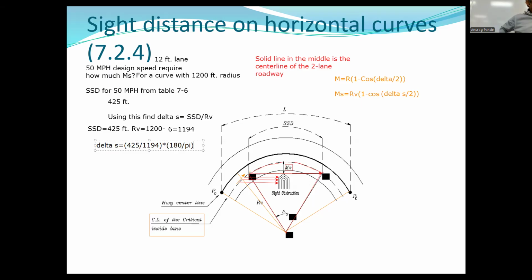Once you've done that, you can plug in here and solve the equation. So your answer will be 1194 times (1 minus cosine of delta S over 2). Use your calculators and give me the delta S value for this situation. What's going to be my delta S value for this?